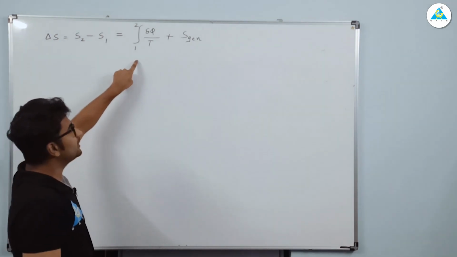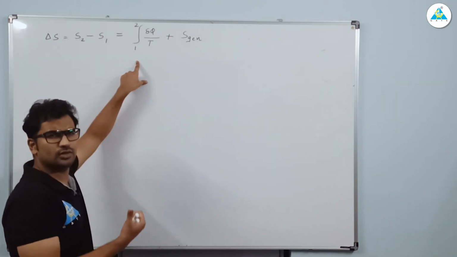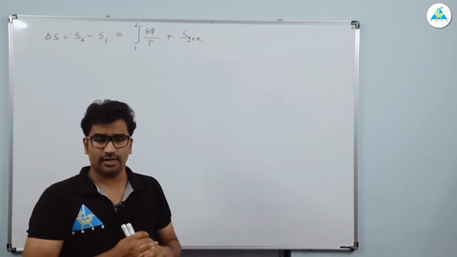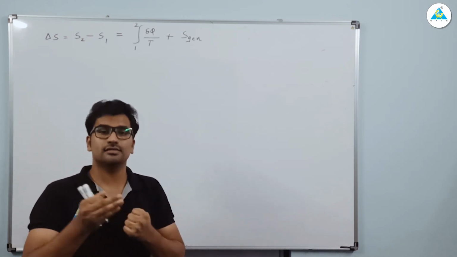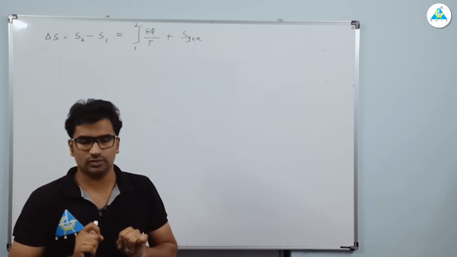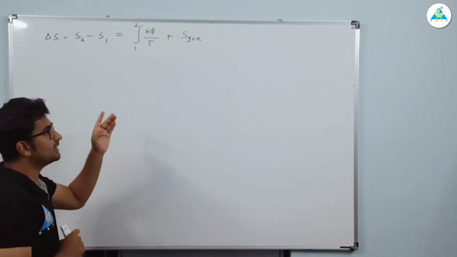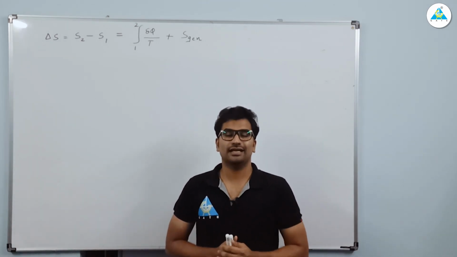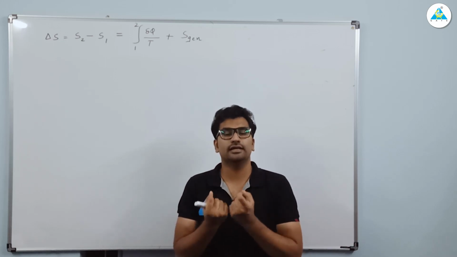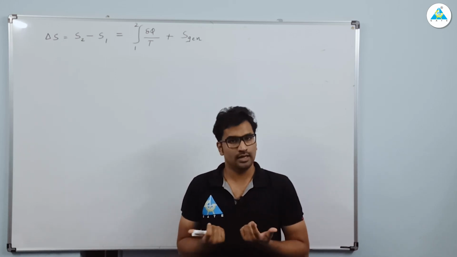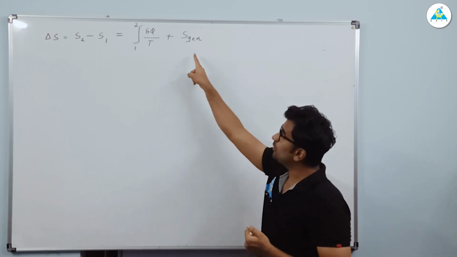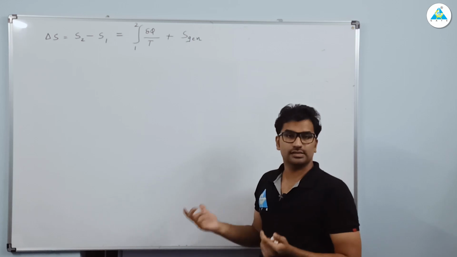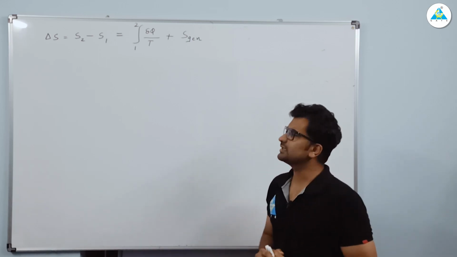In class I also told you that the first term denotes heat transfer, the entropy due to heat transfer. If heat is added to the system, the entropy will increase. If heat is rejected, entropy will decrease. And the second term denotes irreversibilities, or the internal irreversibility present inside the system. Entropy generation will be 0 if it is a reversible process. If it is an irreversible process, it will be greater than 0.